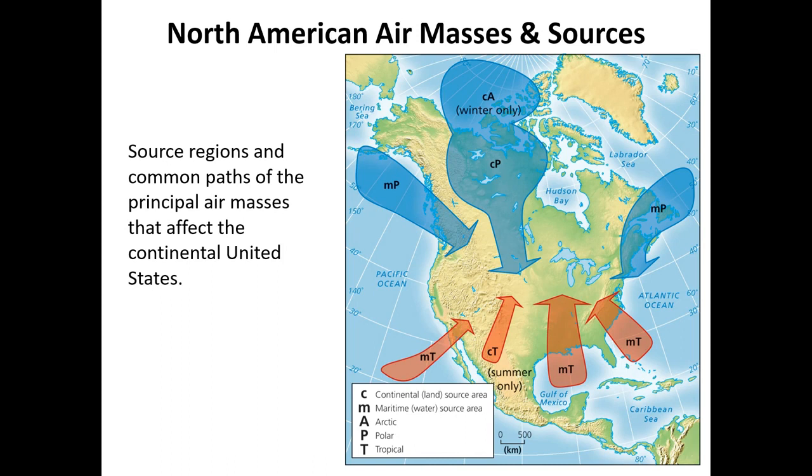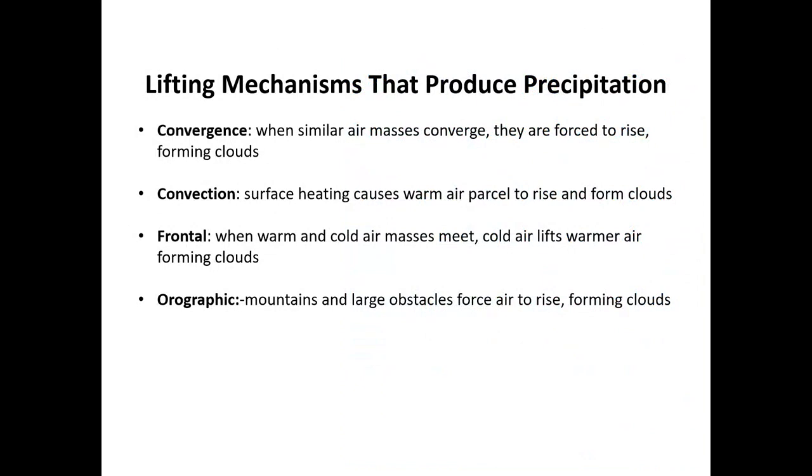And that's why the US is so prone to tornadoes. We have about 80% of the world's tornadoes. So about 4 out of 5 tornadoes that hit anywhere in the world hit in the US. And a lot of that is in Tornado Alley. So different weather patterns form in different areas and then move into North America and other parts of the world. So lifting mechanisms that produce precipitation, these are different ways that rain and snow can happen.